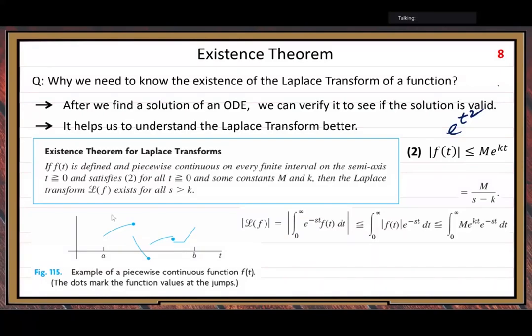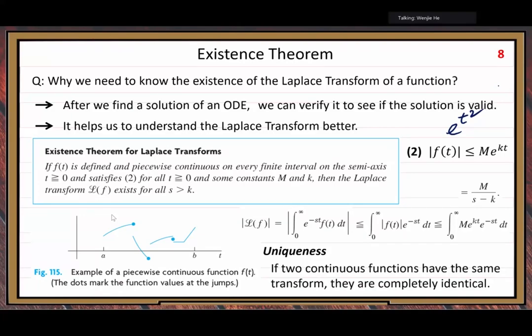All right, uniqueness. Existence, then uniqueness. If two continuous functions have the same transform, they are completely identical, with the same Laplace transform. But the condition is here: the condition is two continuous functions. You need to make sure these two functions are both continuous.